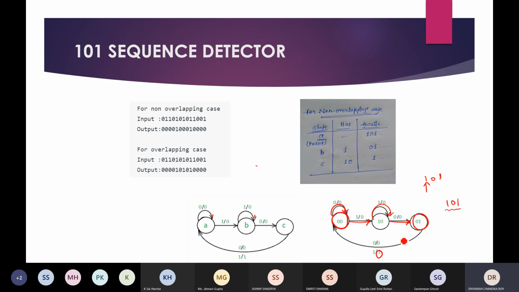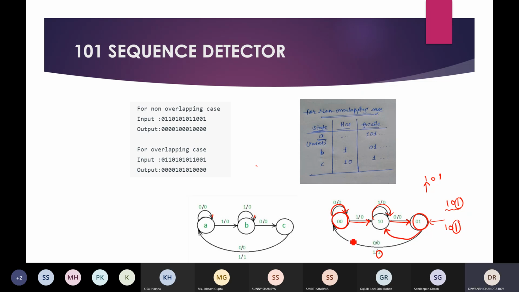So the output will be 1, but this 1 can be the start of the next sequence 101, like 1001. In this case we will get output 11 because 101 is repeated 2 times. What I am trying to say is, if I am at this state, I have detected 10, and when 1 occurs next, this can be the start of the next sequence. So I will simply move to the state 10.